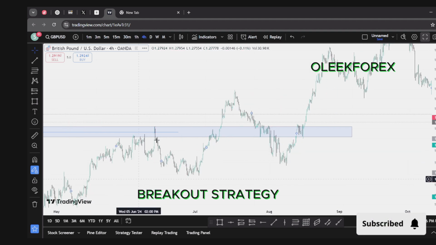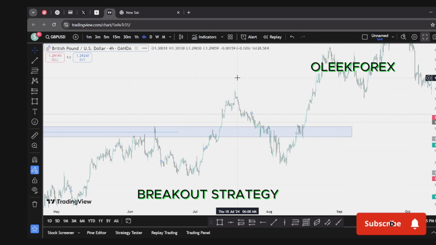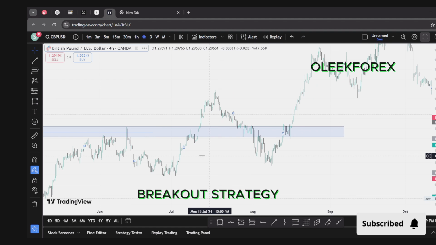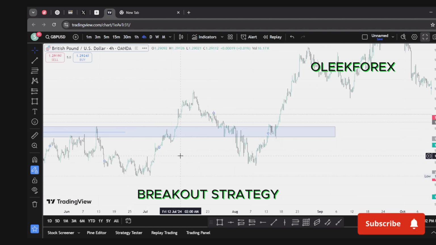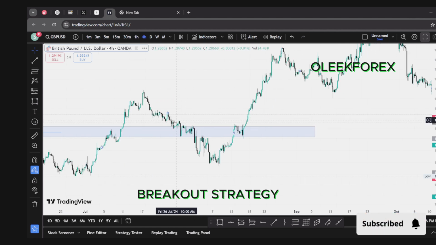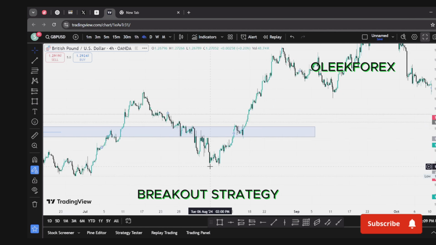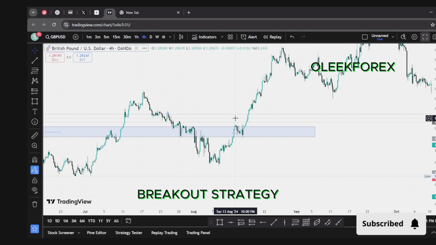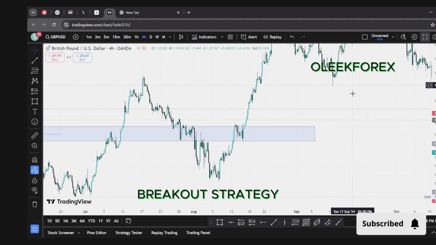You can see this is our resistance. See how it rejected and came back, went aggressively and broke it, came back again. So in this situation, you just need to be waiting for the test. You have to wait for the test. What you were expecting was for it to retest here, but look at what it did. It just came back, went back. But look at the retest that we have been waiting for. For a breakout trader, this is a retest.